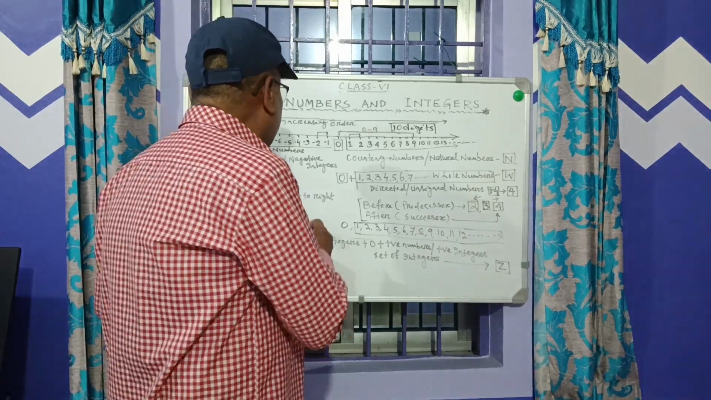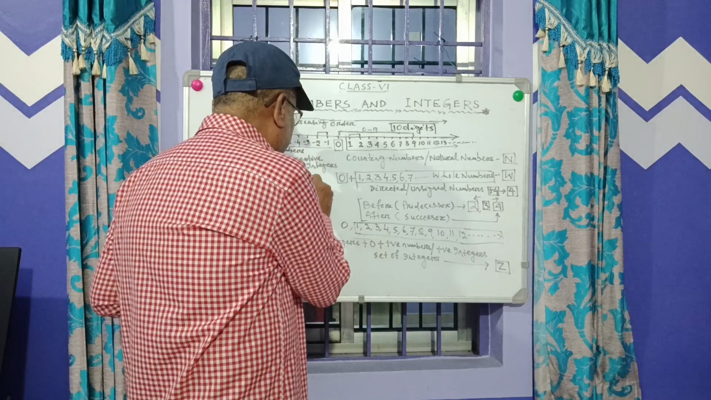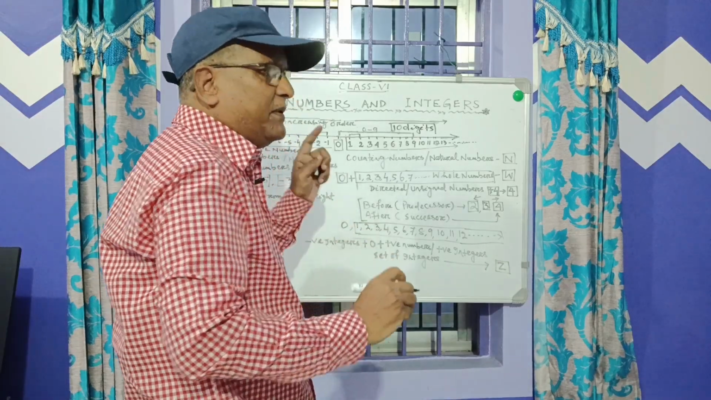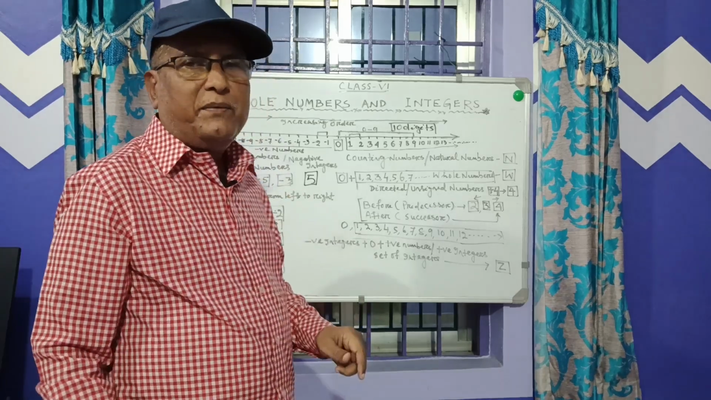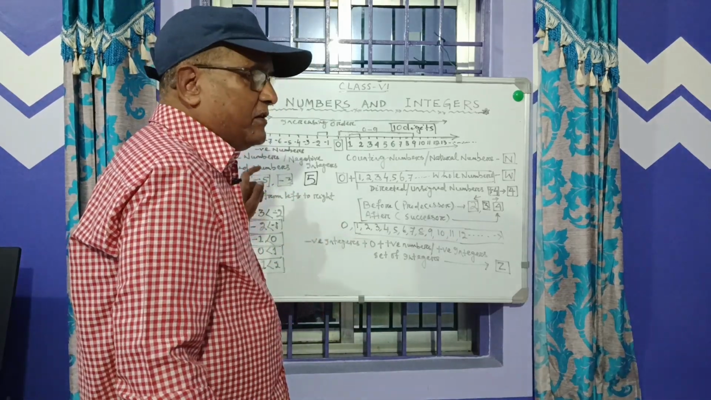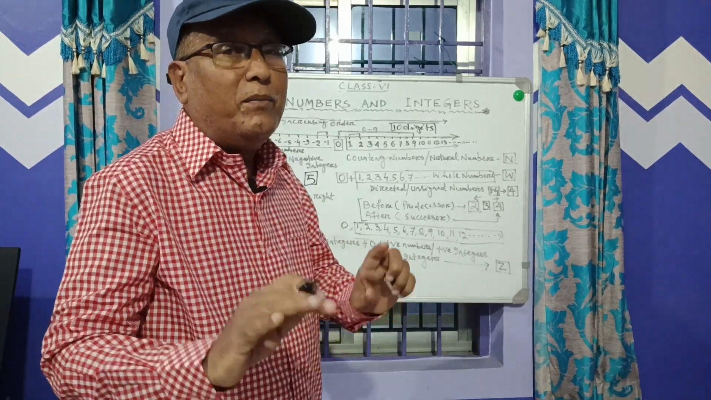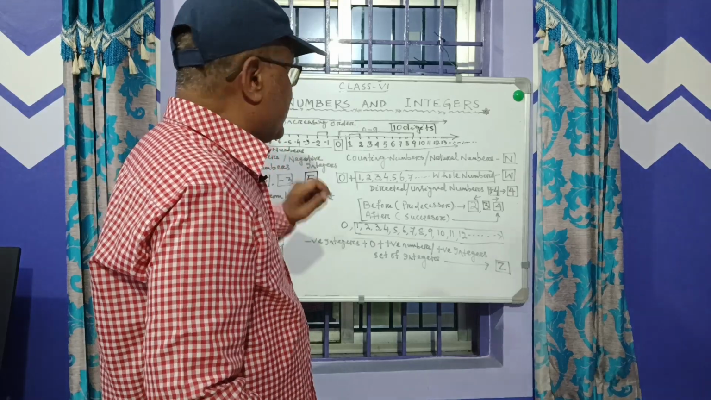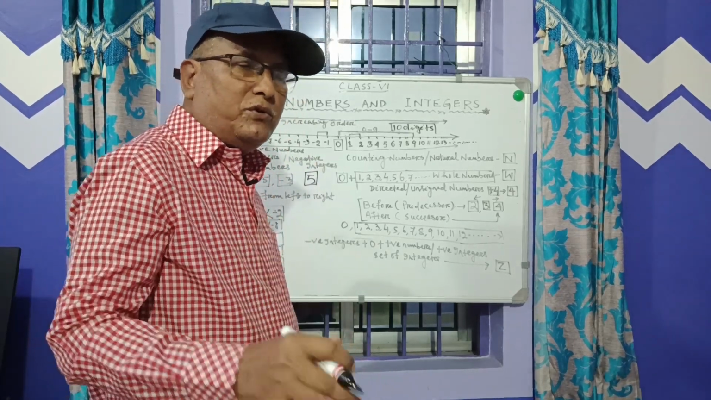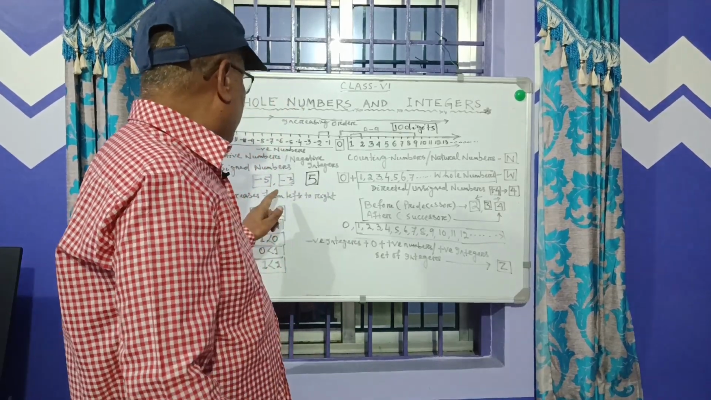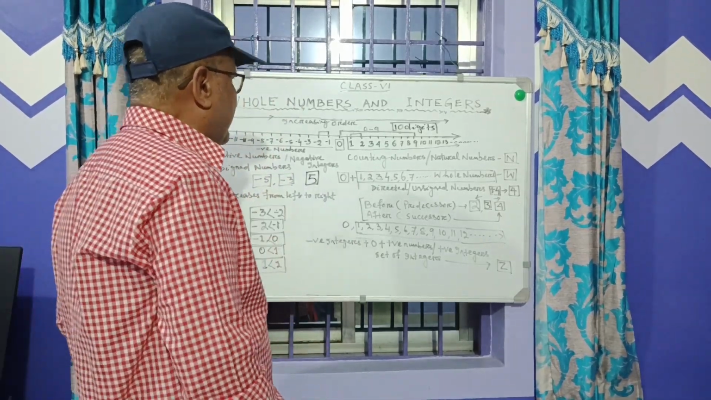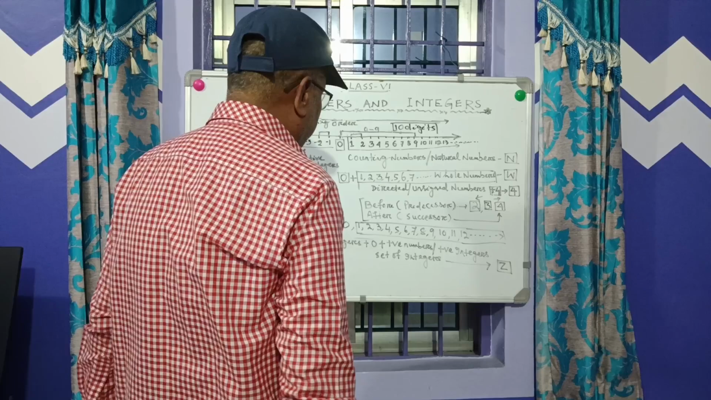But if you write only 5, that will indicate it is a positive number. But whenever we write -5, there is a sign of minus. So these numbers are signed numbers, because we use a sign before the number. Now let us combine.